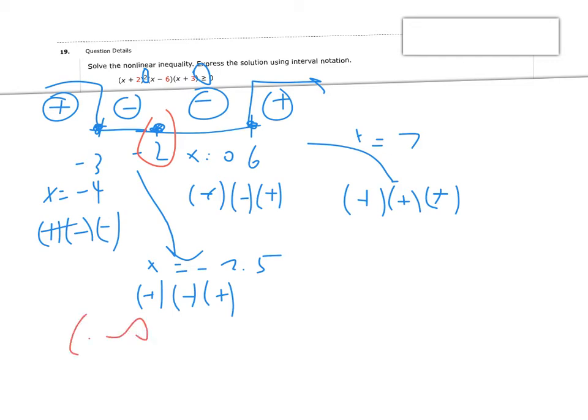So my answer is going to be negative infinity to negative 3 with a bracket, and then a negative 2 on its own, because I don't want the intervals around there. I just want that one number. And then we're going to go from 6 to infinity.